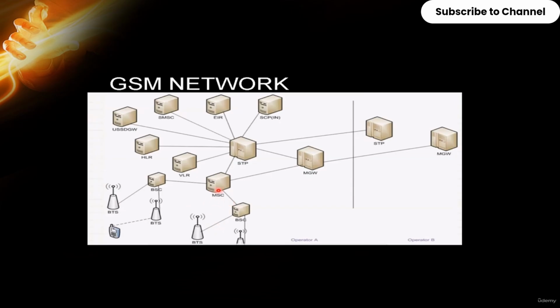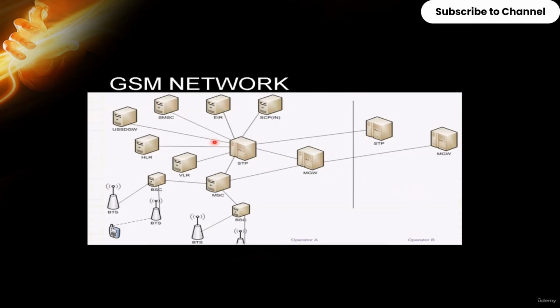MSC, the mobile switching center, is there, and here we have an HLR, the home location register. Then here it has a signal transfer point. STP is there to transfer signals from one base transceiver station to another. Then we have the MGW, media gateway. Through the gateway only, information goes from one operator to another operator.